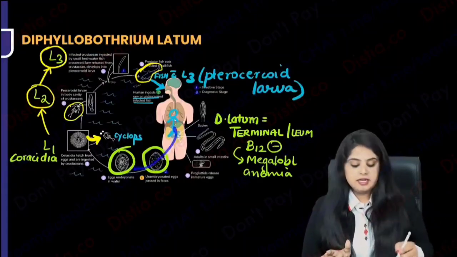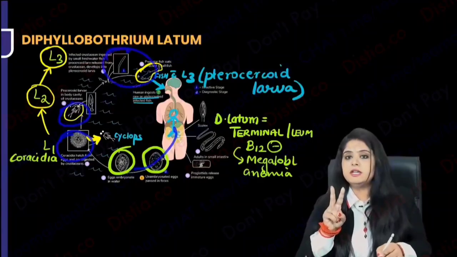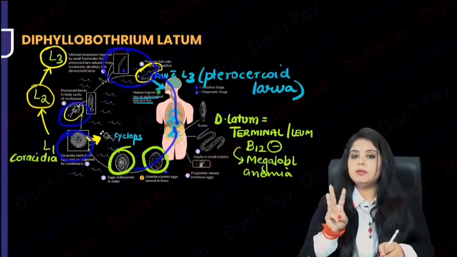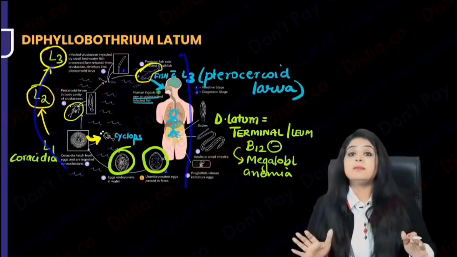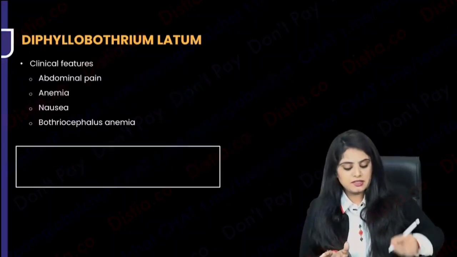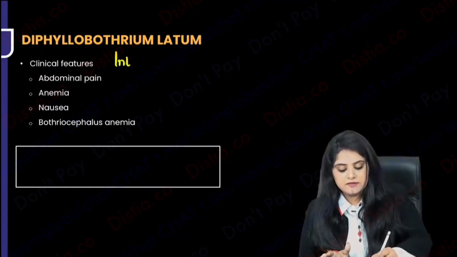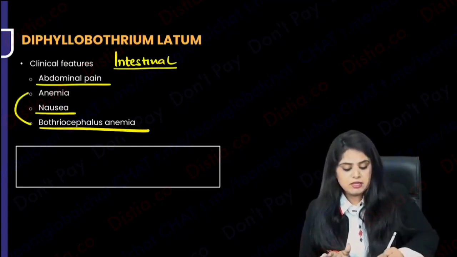We passed eggs, it made L1. When Cyclops ate it, it became L2. When the big fish ate it, it became L3. When L3 came into us, it became an adult. So simple, L1, L2, L3 and Diphyllobothrium latum. I'm going to call it Diphyllobothrium latum only. What are the clinical features? Like I told you, it's an intestinal infection. It goes to the terminal ileum. So of course, there's going to be abdominal pain with nausea. And I've told you, an anemia.